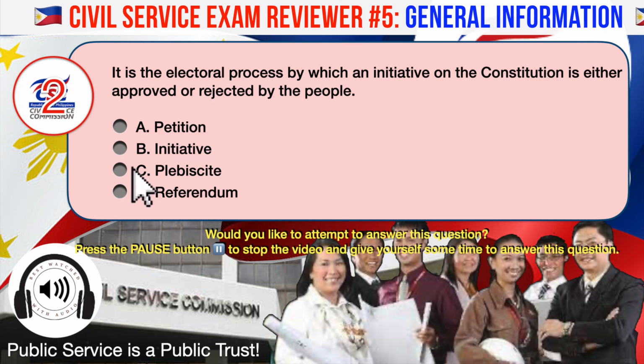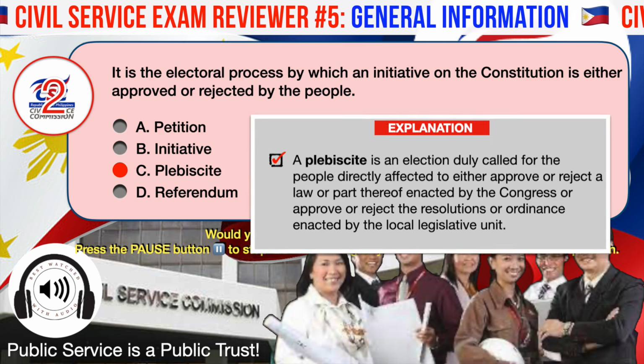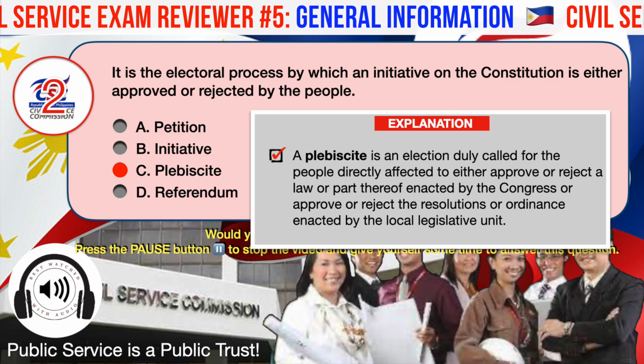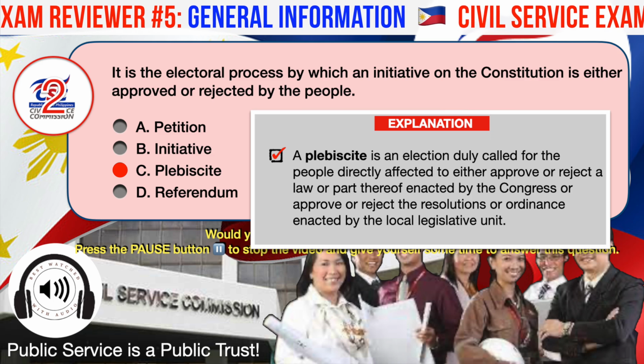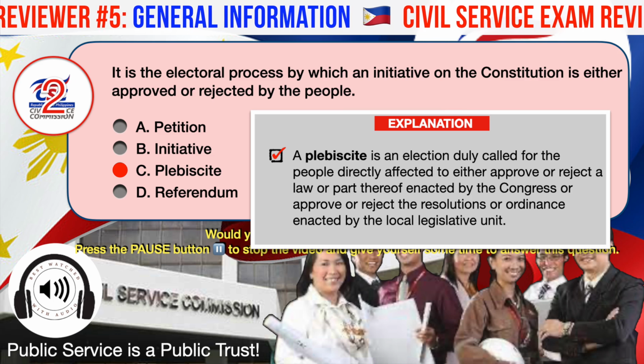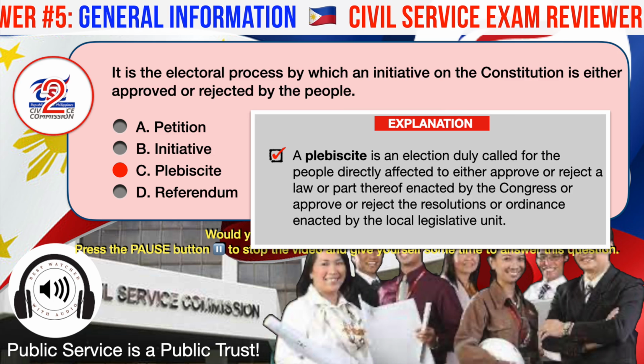The correct answer is C. Plebiscite. A plebiscite is an election duly called for the people directly affected to either approve or reject a law or part thereof enacted by the Congress, or approve or reject the resolutions or ordinance enacted by the local legislative unit.